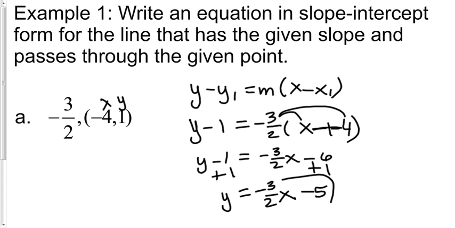So this form tells you that the slope is -3/2 and the y-intercept is -5. And so now it's really easy to graph. We're going to worry about that another day.